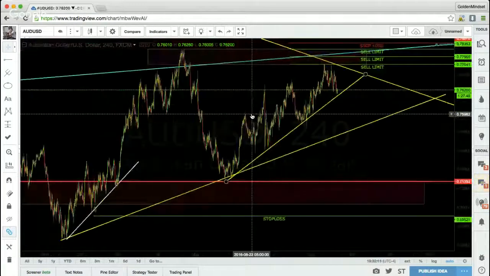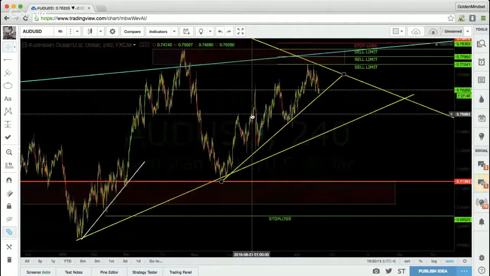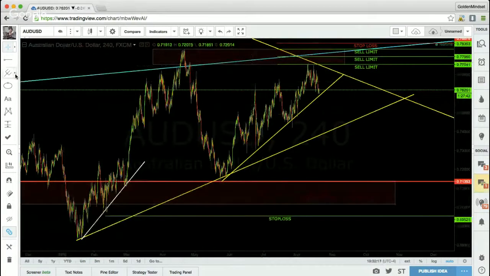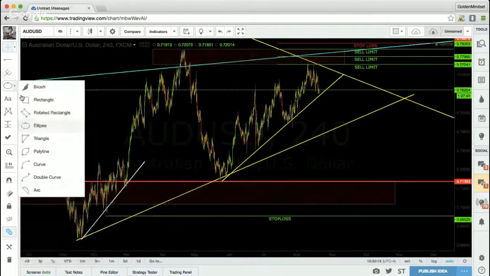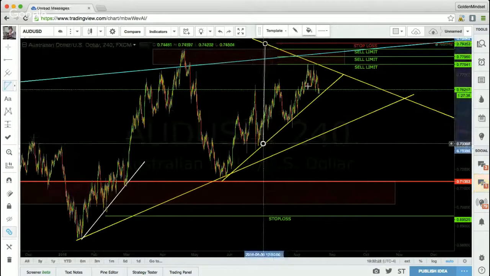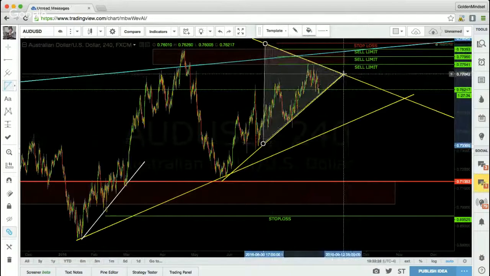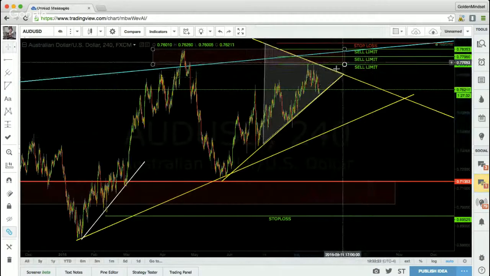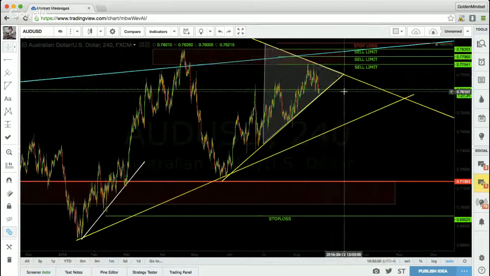So I hope that it's helping you out, guys, how to get entries and exits. Like I said in a previous webinar, I've been talking a lot about triangles. What I mean by a triangle is that we can do a triangle like this. So what does it mean? If it breaks above, the market's going to go up. If it breaks under, the market's going to go down.